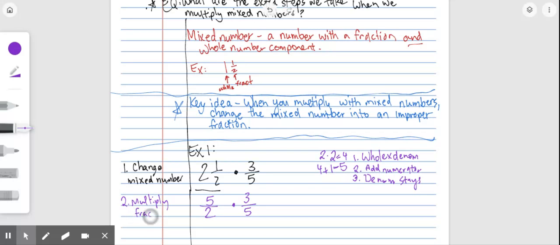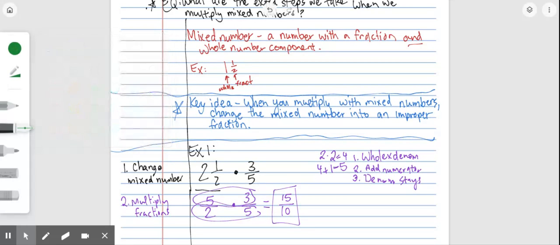And we remember how to multiply fractions. We multiply the numerators first. 5 times 3 is 15. And then multiplying the denominators, 2 times 5 is 10. So 15/10 is our answer. 15/10 is what 2 and 1/2 times 3/5 is.